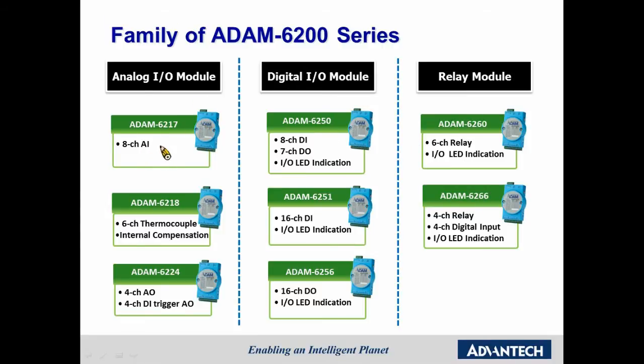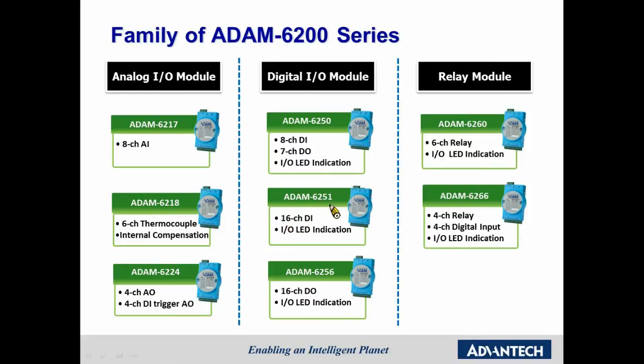The analog input module, the ADAM-6200, will have 8 analog inputs. The thermocouple module will have 6 thermocouple inputs with CJC compensation. The ADAM-6224 will have 4 AOs and 4 DIs. The digital input and output modules will have the 6250 with 8 DIs, 7 DOs, and also have I/O LED indication.